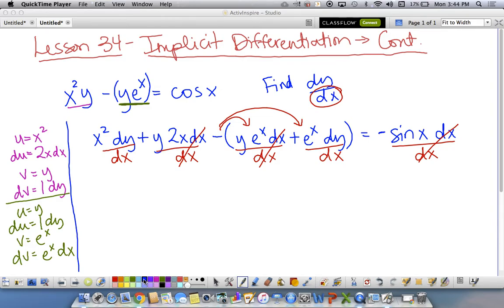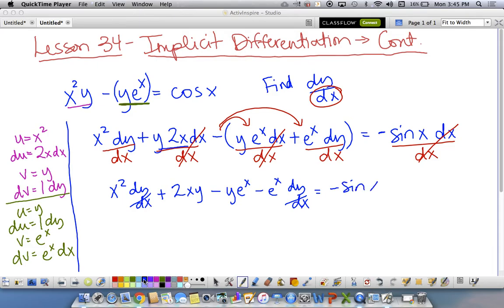All right, so here we go. I'm going to simplify and rewrite. I've got an x squared dy dx. Plus, now this right here, I probably would rewrite. I probably wouldn't write y to x. Mathematicians kind of don't like that. So is it okay if I write 2xy? Thank you. Minus y e to the x minus e to the x dy dx equals negative sine x. So that's my simplification.